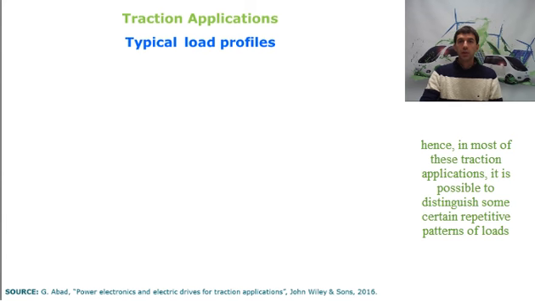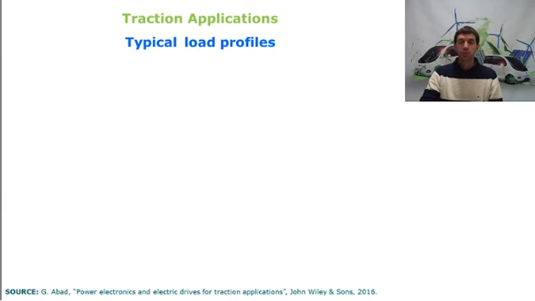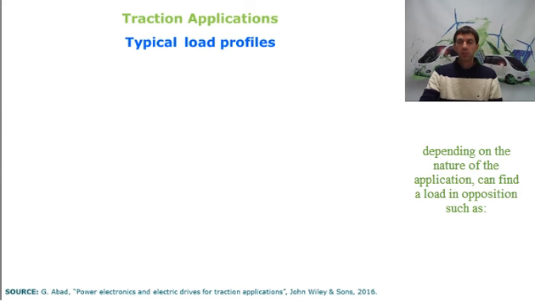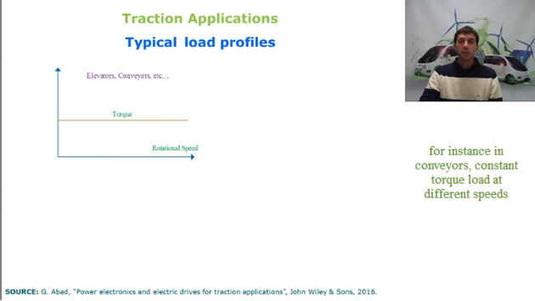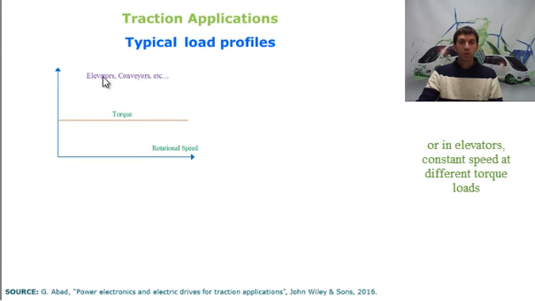Hence, in most of the traction applications, it is possible to distinguish certain repetitive load patterns. In other words, the motor that is in charge of the movement, depending on the nature of the application, can find a load in opposition, such as, for instance, in conveyors, constant torque load at different speeds, or in elevators, constant speed at different torque loads.